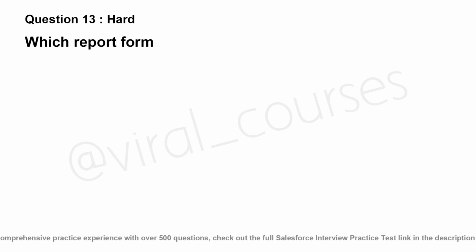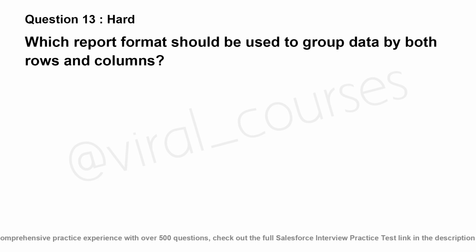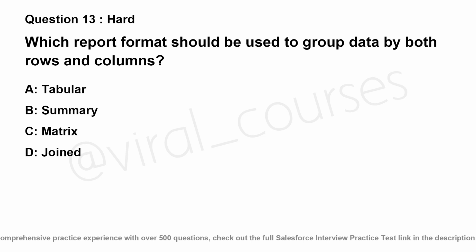Which report format should be used to group data by both rows and columns? Option A, tabular. Option B, summary. Option C, matrix. Option D, joined.